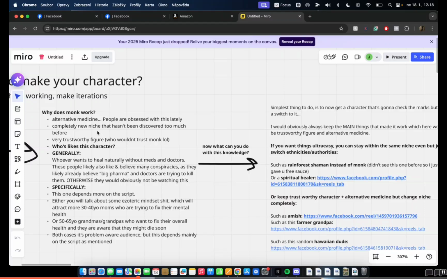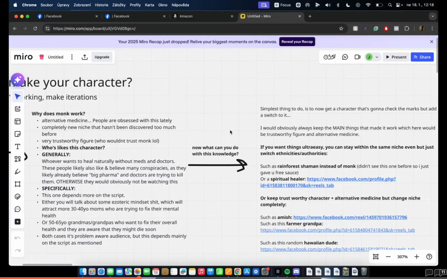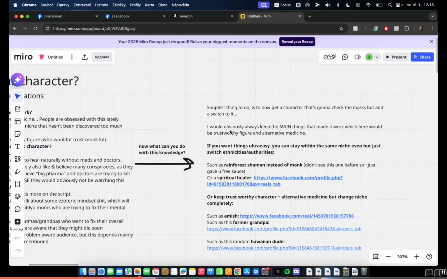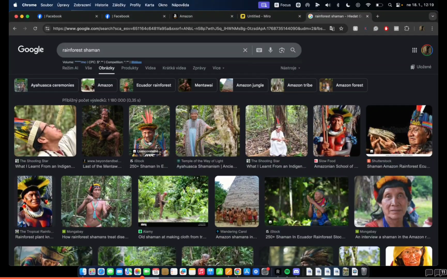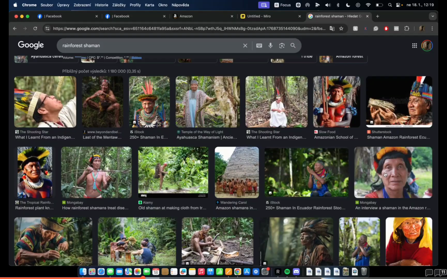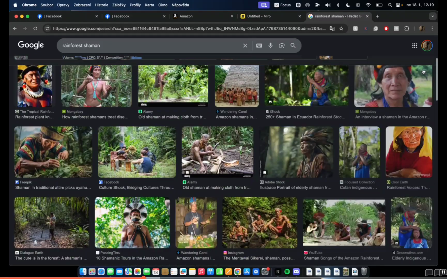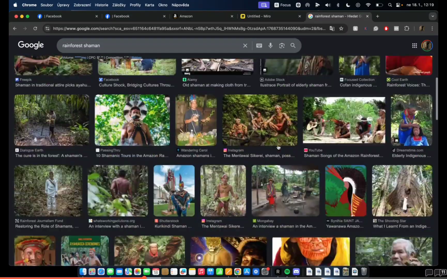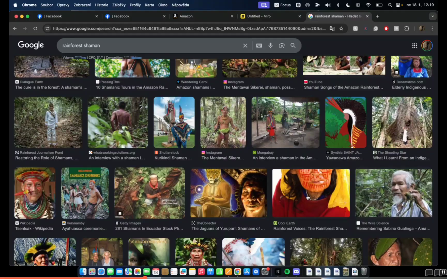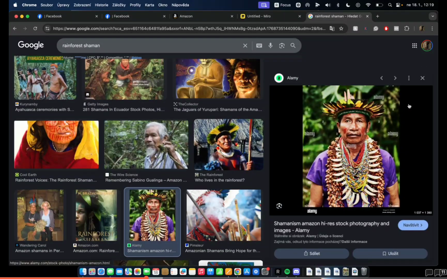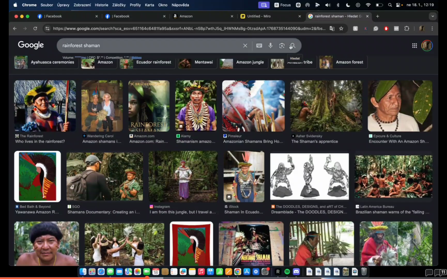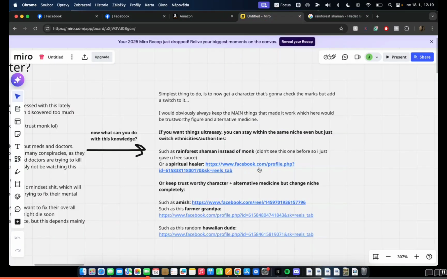He's still a trustworthy figure. So you are keeping all of these three, but you are just switching around the character. How a rainforest shaman looks, by the way, is like this guy. Just people like these in the Amazon. This is someone, by the way, that I've never seen anyone do yet, which I'm not sure why, because these people have a lot of credibility, 100%. So I would definitely try to use someone like this.